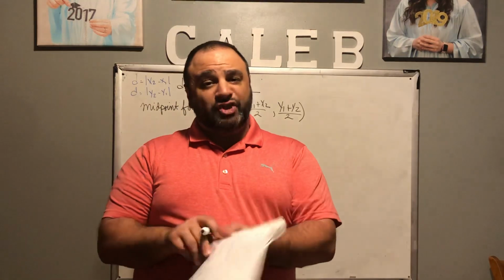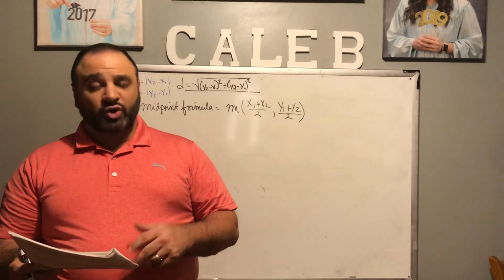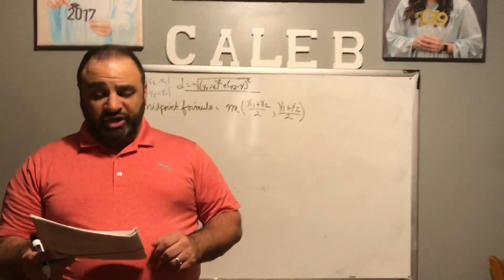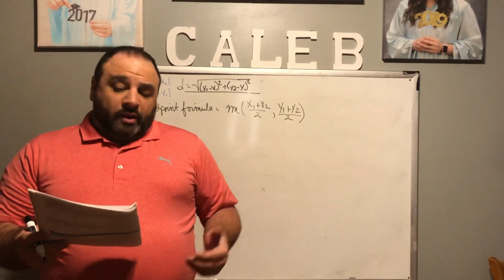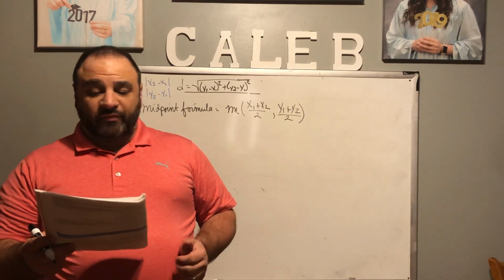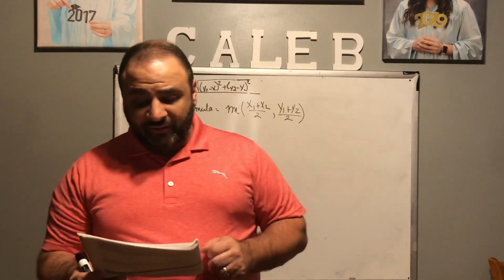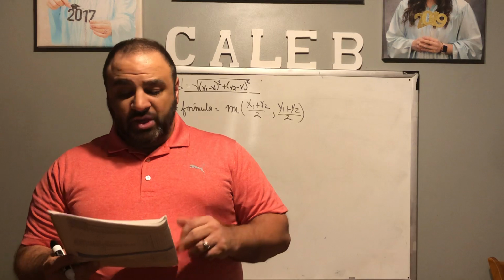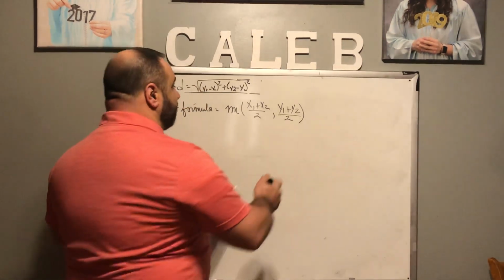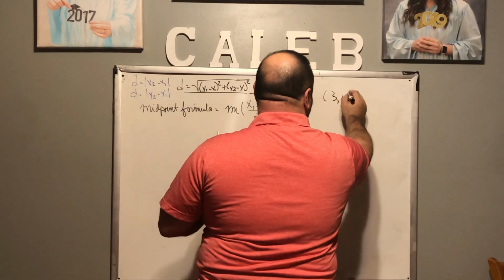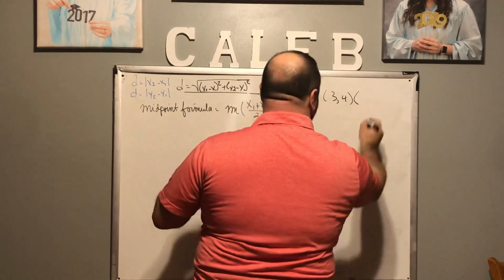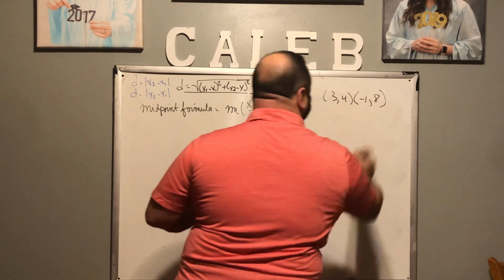So let's turn to page number 10, and let's finish off with this, and you can take your checkup, okay? So, look at the top of page number 10. Find the coordinates for M, the midpoint of AB, okay? So we have A at 3, 4, and B at -1, 8. Let's find the midpoint.